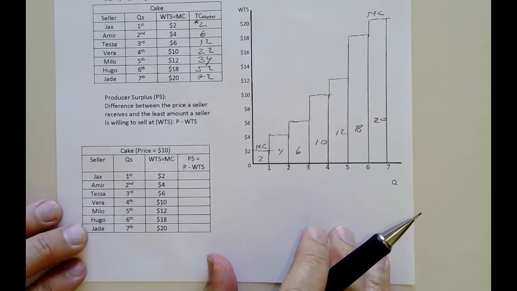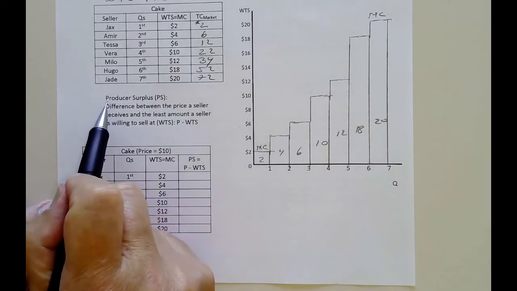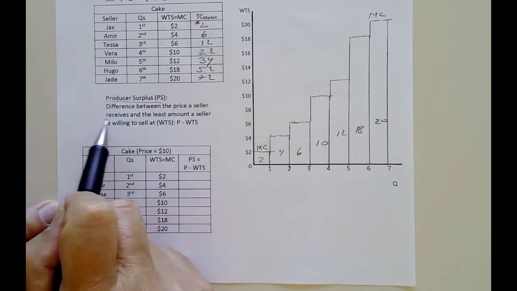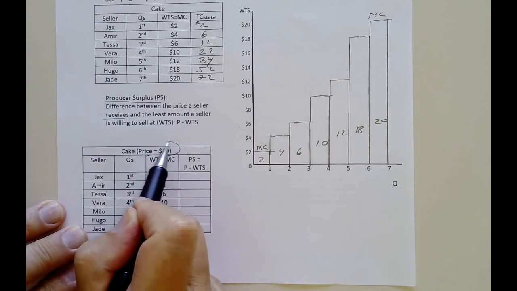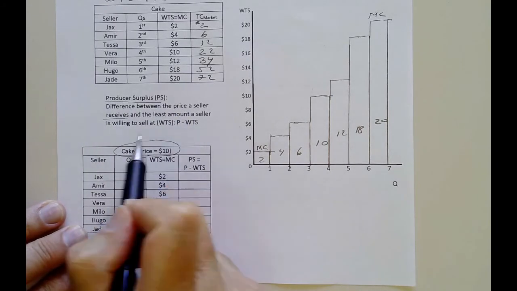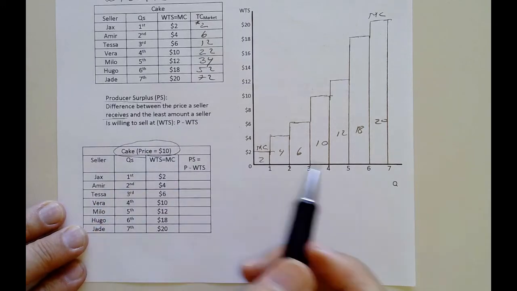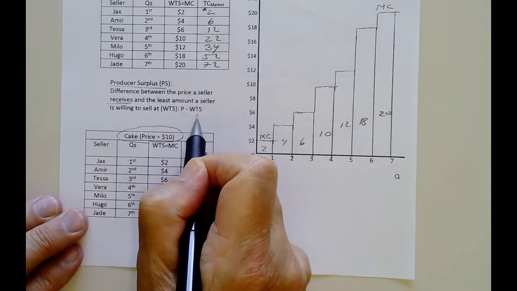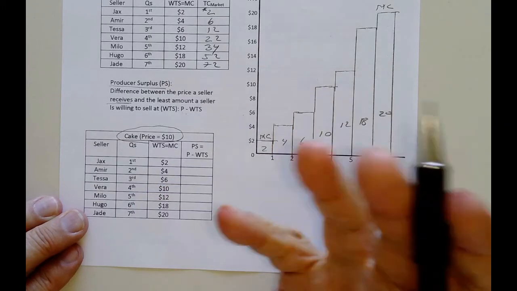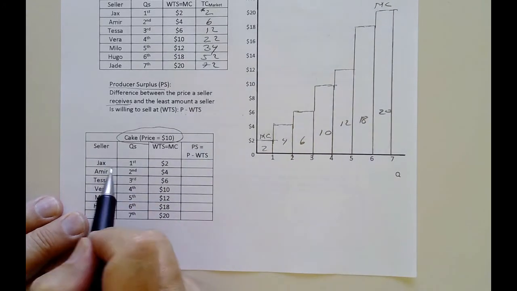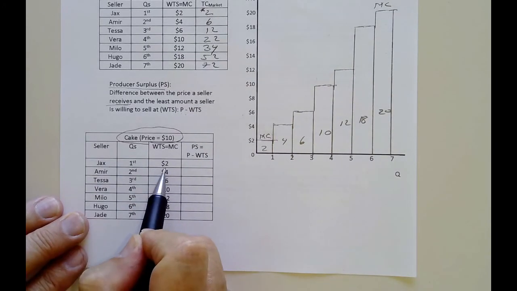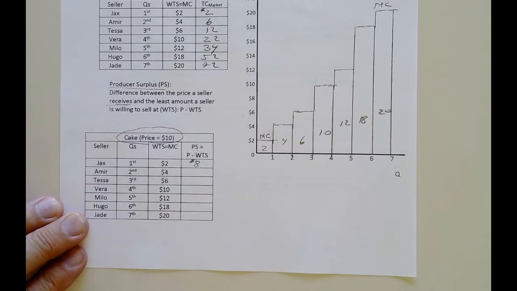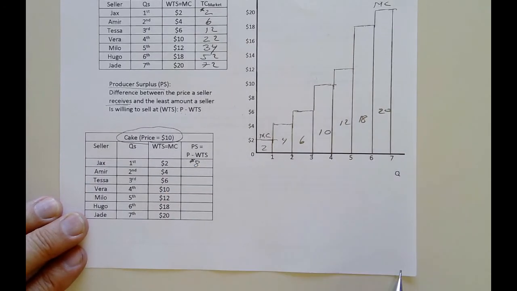Now, just like with consumers, there's a producer surplus. And this is the difference between the price a seller receives, which is the market price. That'd be the $10 for cakes, and the least amount a seller is willing to sell at, which is a measurement of their marginal cost. And so, simple calculation: you take the price minus your willingness to sell, and that'd be your surplus. This is the profit to a producer. For example, Jack's here has a cost of $2, can sell the cake for 10, so 10 minus 2 is a profit of $8.